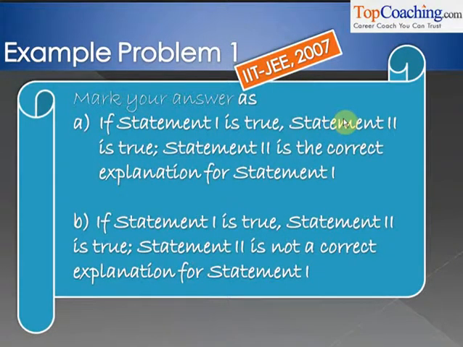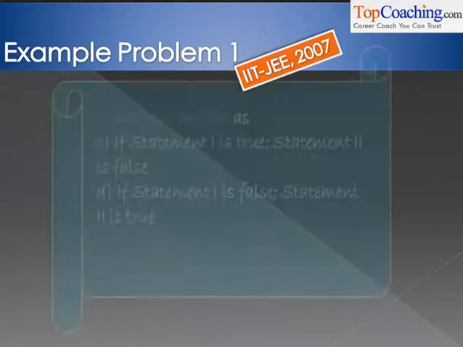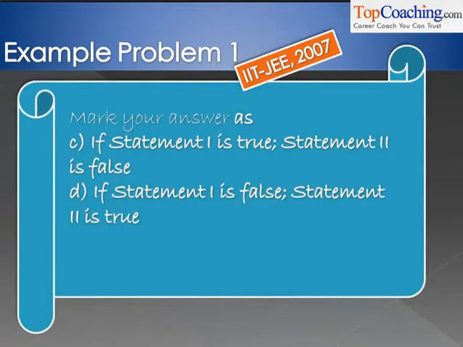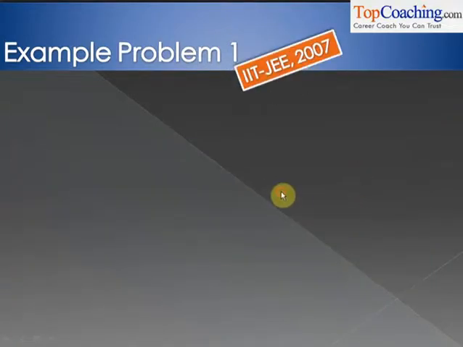So here's the statement of the problem. The question stated that we had to mark our answer as A if statement 1 is true, statement 2 is true, and statement 2 is the correct explanation for statement 1. B if statement 1 is true, statement 2 is true, and statement 2 is not a correct explanation for statement 1. C if statement 1 is true, statement 2 is false. D if statement 1 is false and statement 2 is true. And what's statement 1 and what's statement 2?